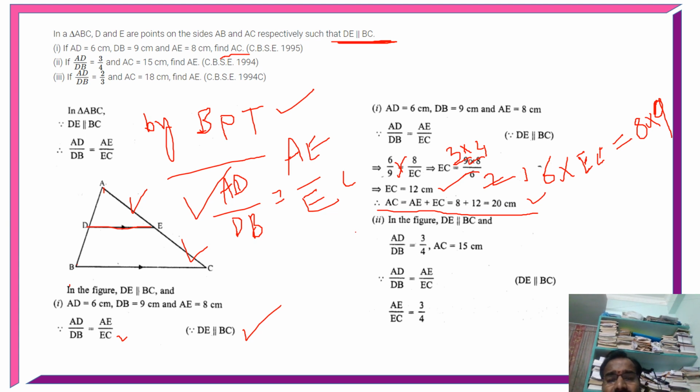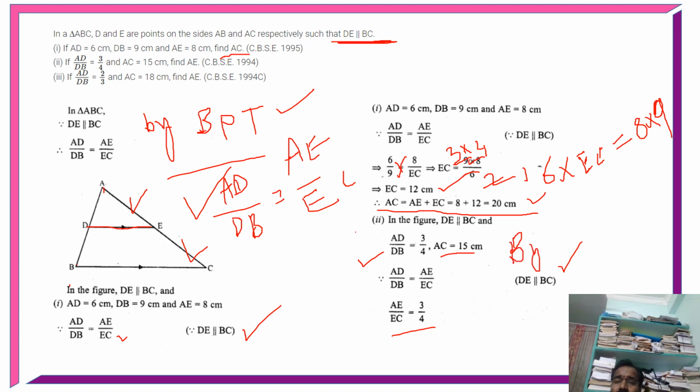AD by DB is given, AC is given, so we can write like this: AD by DB equals AE by EC. What is the AE by EC value? 3 by 4. By BPT, the basic proportionality theorem, AD by DB and AE by EC are equal. Already AD by DB is 3 by 4, given. Here AC is given. Don't get confused. First we'll find the AE by EC value. But by using which theorem again?